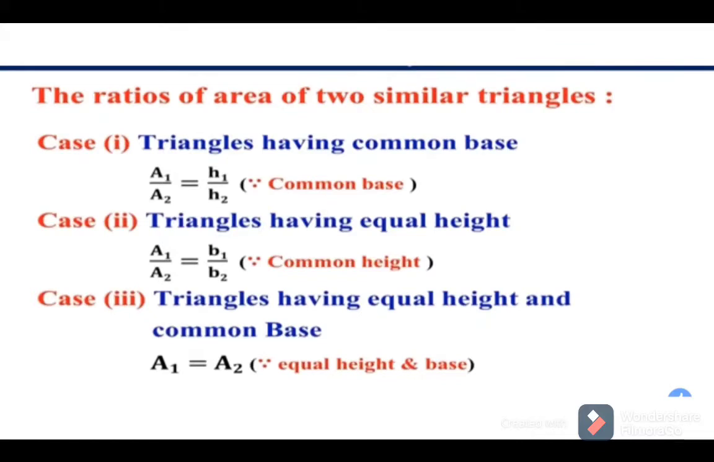There are total 3 cases we are going to study. When the triangles having common base, then the ratio of their areas is equal to ratio of their heights. That is, A1 upon A2 is equal to H1 upon H2. In second case, when the triangles having equal height, then the ratio of their areas is equal to ratio of their corresponding bases. That is, A1 upon A2 is equal to B1 upon B2.